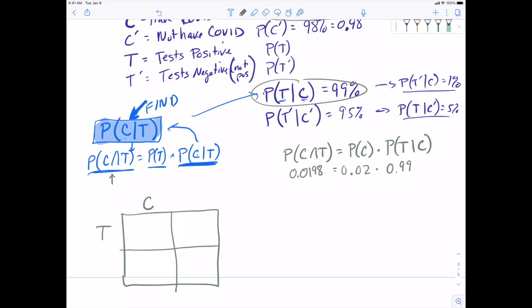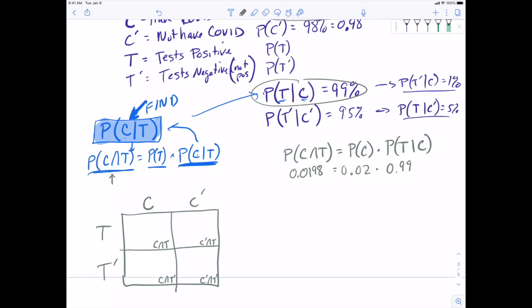And that's COVID intersection positive test. Then there's a chance that we don't have COVID, so we don't have COVID and we get a positive test. Hopefully that's a lot less. Then we have the possibility that we have COVID and we have a negative test. And then there's a chance that we don't have COVID and we have a negative test.